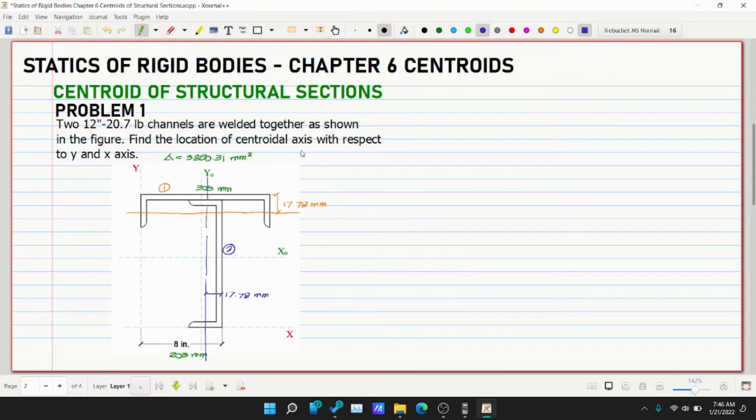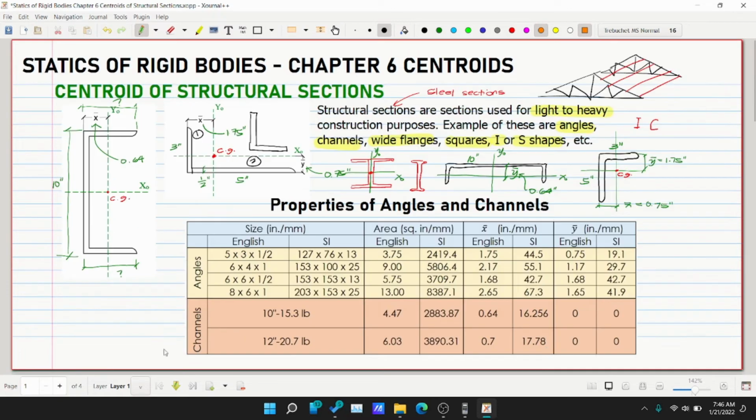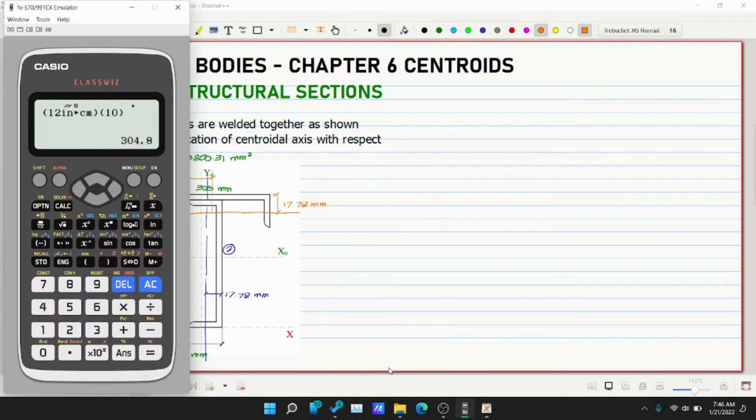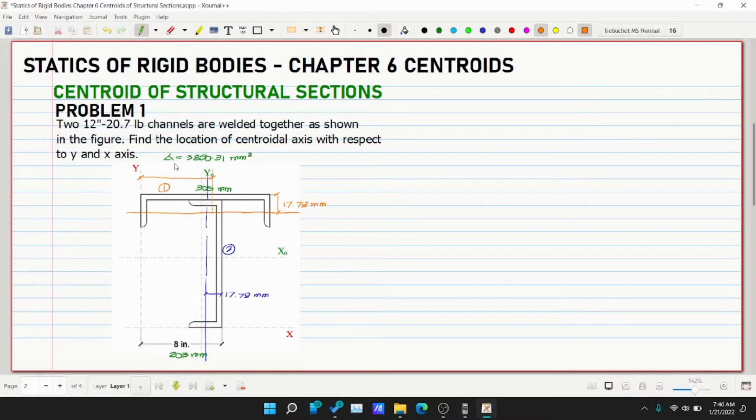Then our y bar, for the zero. This means the centroid of our section 1 is at the middle, so half of 305. Since it is just mirrored, half of 305 is 152.5 millimeters for the x bar. Then this one is half of the height, or depth, of the wide flange. The depth is also 305 millimeters.